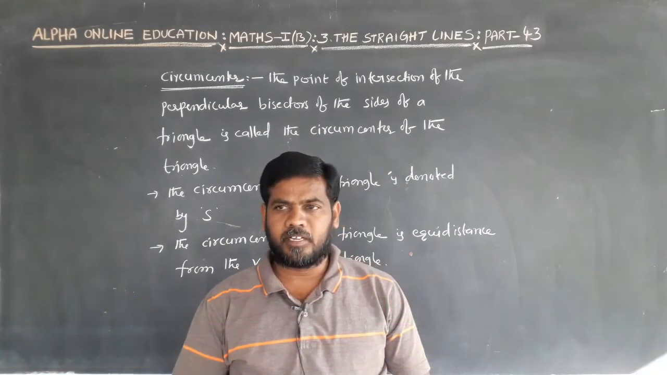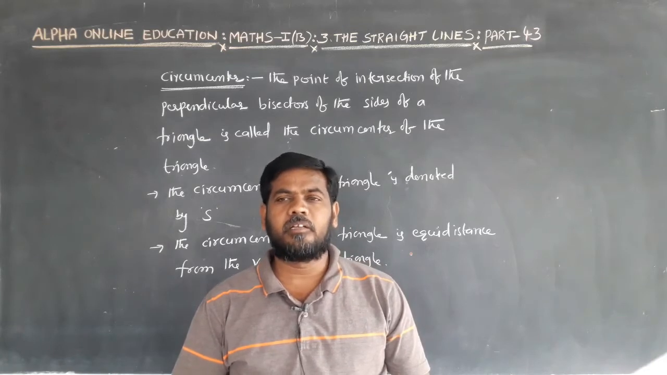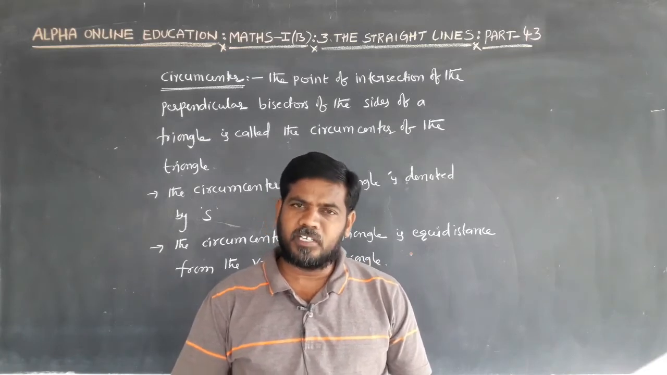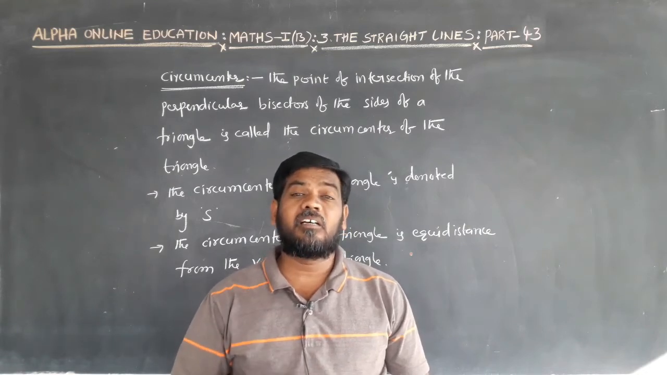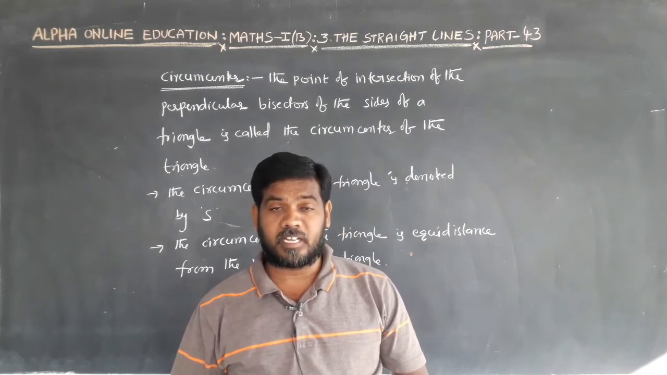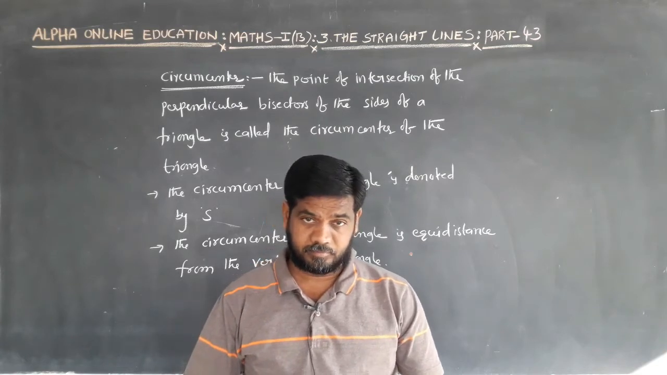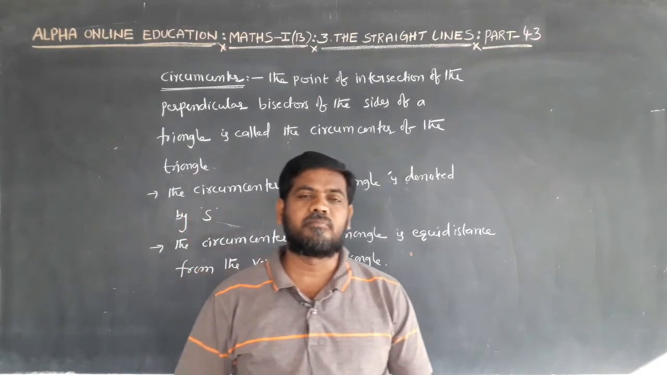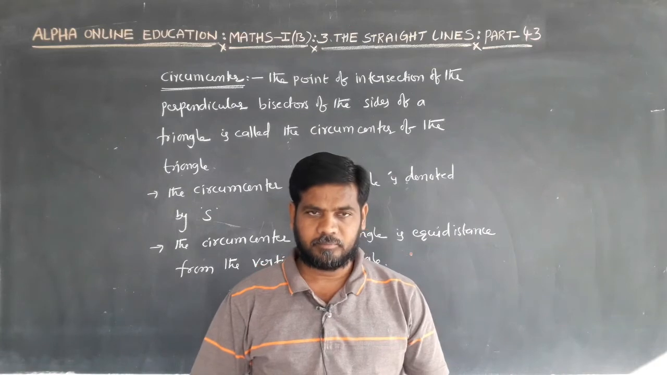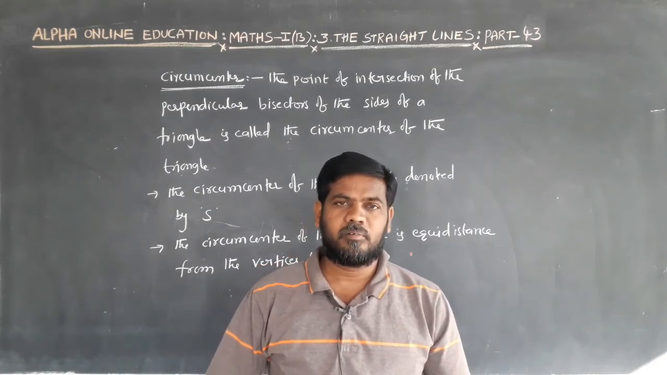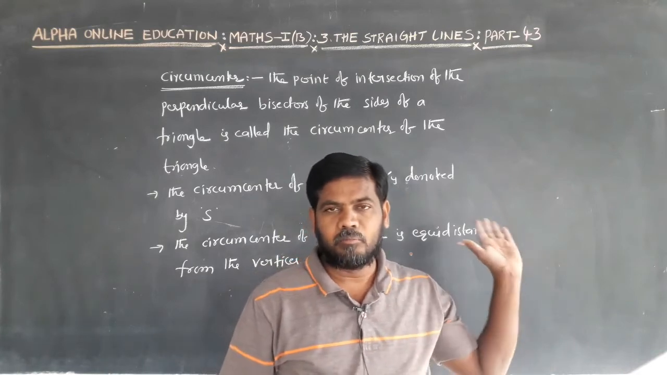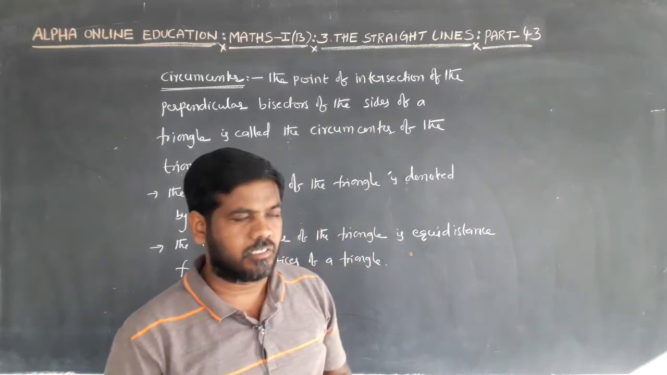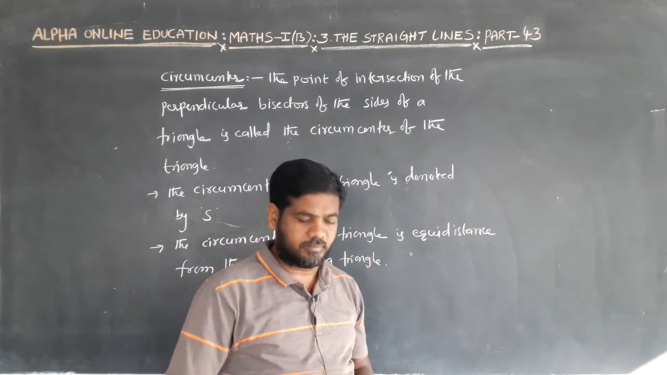Incenter of a triangle: the point of intersection of the bisectors of the internal angles of a triangle is called the incenter. Now we discuss the circumcenter of a triangle. Mathematics 1B, third chapter, the straight line. Most important problem in 7 marks: circumcenter.